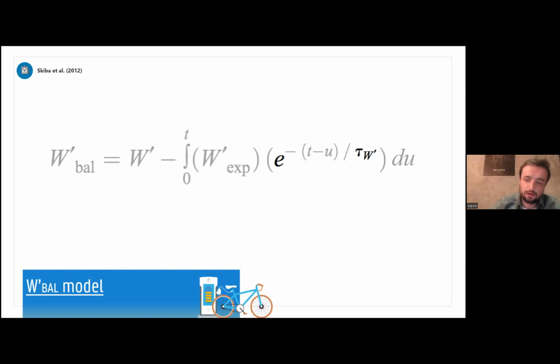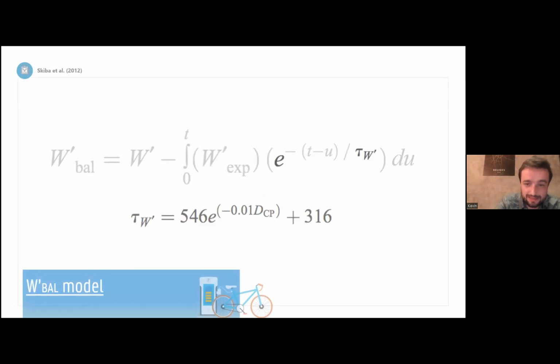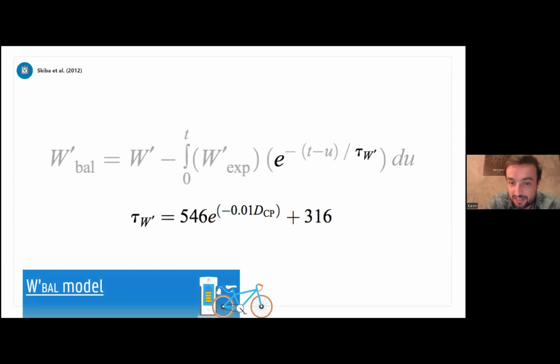And of course, if we talk about exponential functions, there's always a time constant. And based on lab experiments in recreational subjects, they derived a formula for that time constant. So if you look at the formula of the time constant, you see a bunch of constants, but there's one parameter that can change, and that's the DCP. The DCP is the difference between critical power and the power that you're cycling during recovery, which means the higher the DCP will be in this formula, the lower the time constant, and so the faster the recovery.